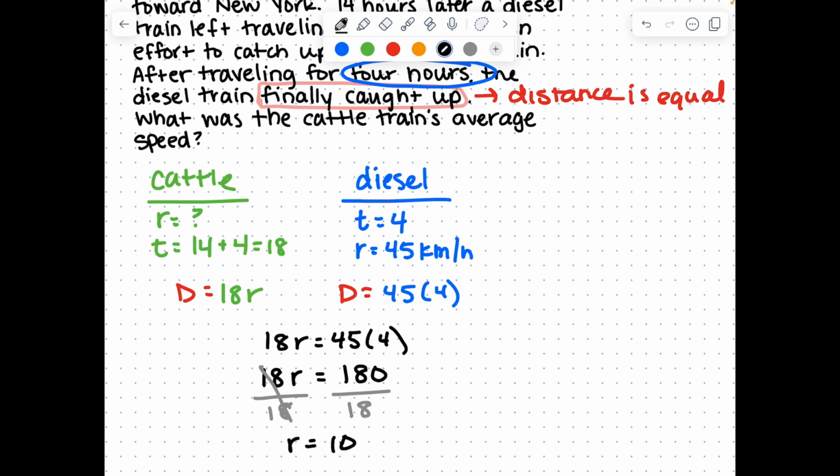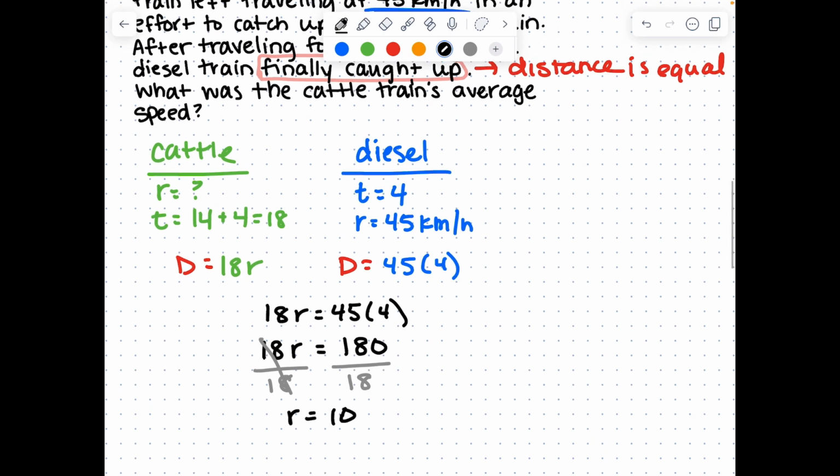Now back into context, this rate is an average speed. We were talking about kilometers per hour with the other speed, so this would be kilometers per hour also. So the cattle train was going 10 kilometers per hour. And that's why even after having a 14-hour head start, the diesel train only took 4 hours to catch up.